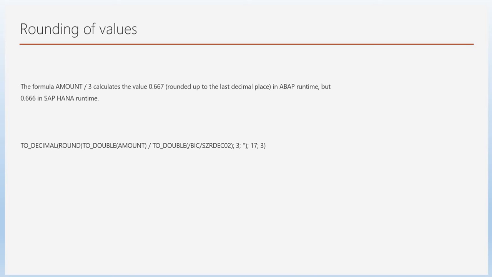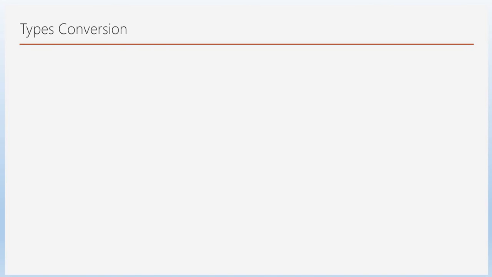So for that, you have to explicitly write the SQL in order to round up the value. Like here, you can see that first we need to convert to decimal, then round up the figures. So coming to the next one, that is the type conversion.